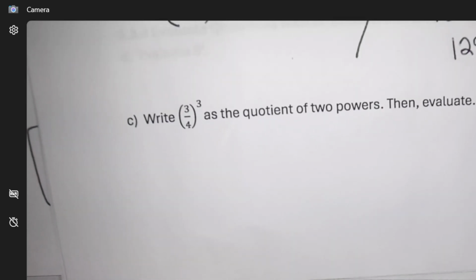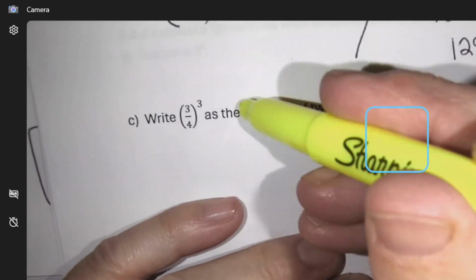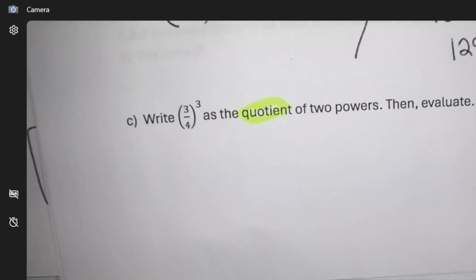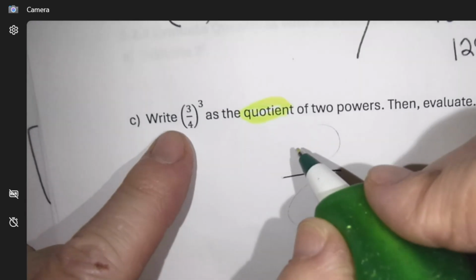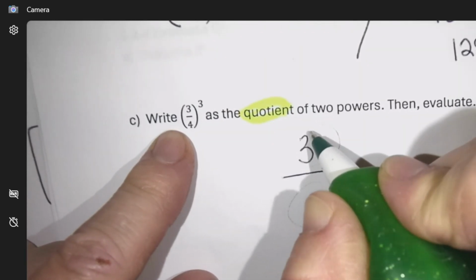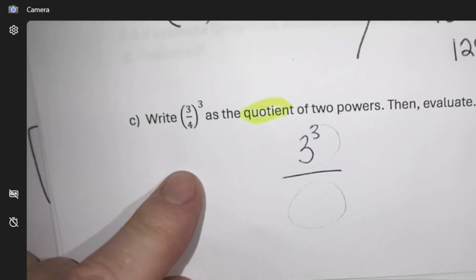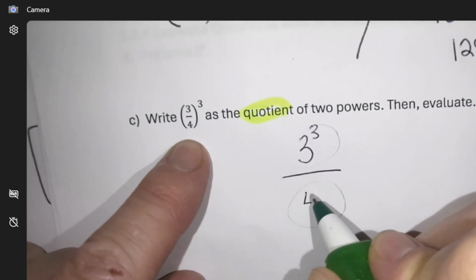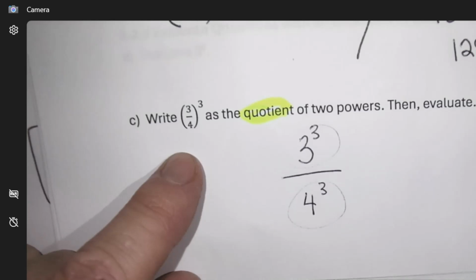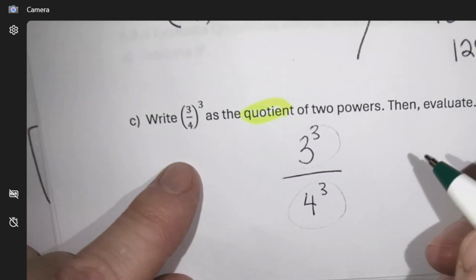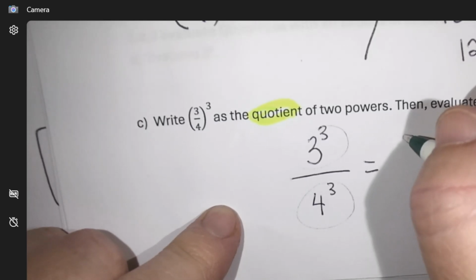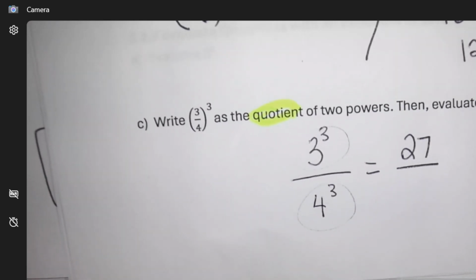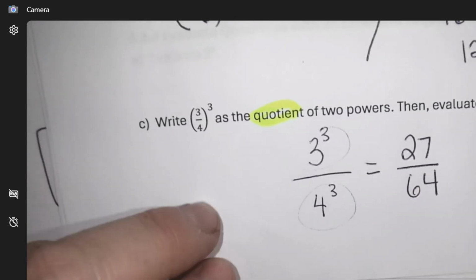So this one, write as a quotient of 2 powers. What does the word quotient mean? Division. So I have to divide a power by another power. So what would be on the top? 3 cubed. And the bottom would be 4 cubed. So that would equal... we have these cubes in our brain. We could just do 27 over 64.